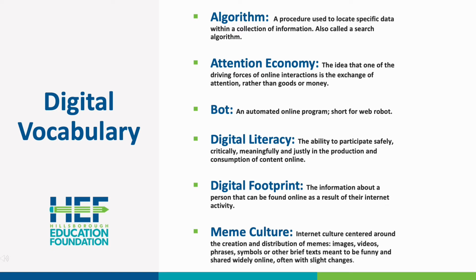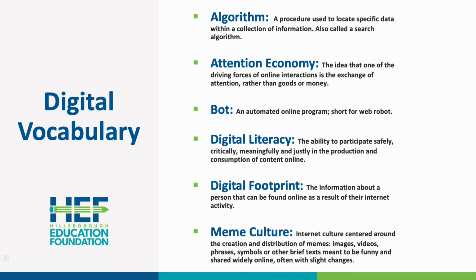The next vocabulary word is attention economy. Attention economy is the idea that one of the driving forces of online interactions is the exchange of attention rather than goods or money. Next is bot. A bot is an automated online program, which is a short word for robot. So that should be easy to remember. Next, we have digital literacy. Digital literacy is the ability to participate safely, critically, meaningfully, and justly in the production and consumption of content online.